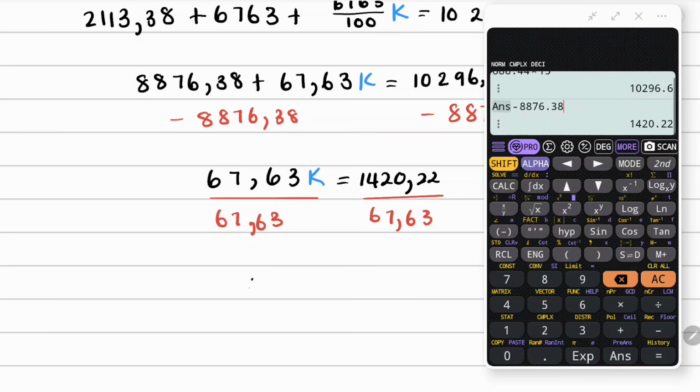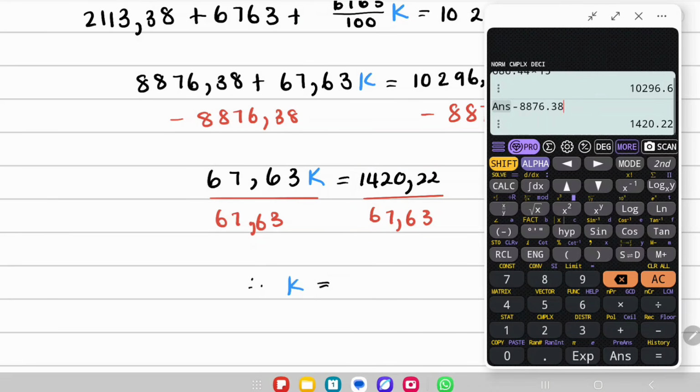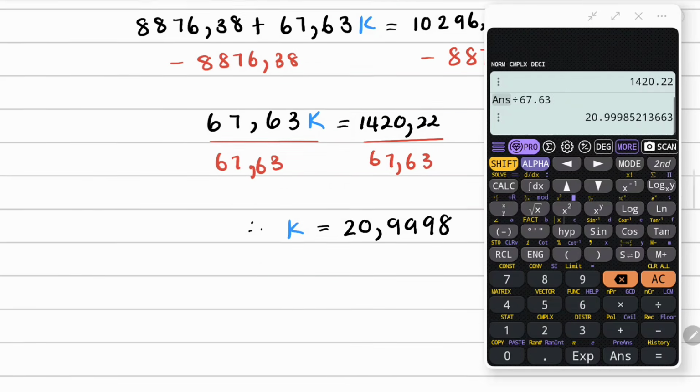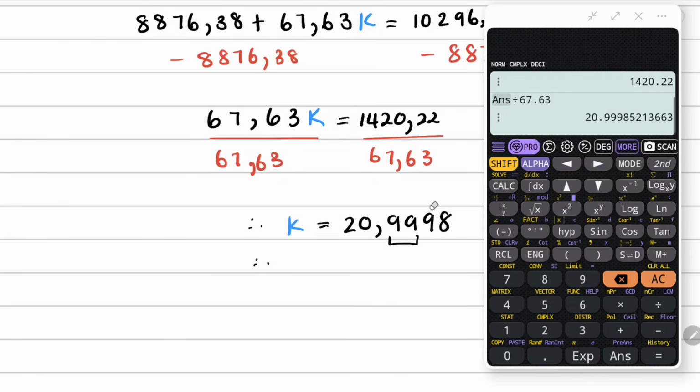Okay, so that therefore means that k is just equal to whatever answer it gives us. So if you divide that by 67.63, you get 20 point 99. Okay, so you see what happens if it's 9998, it's going to round up. So round it off to 2 decimal places, it's going to round that up, and then it's going to add a 1 here and then add a 1 here. So at the end of the day, k is finally just equal to 21%.